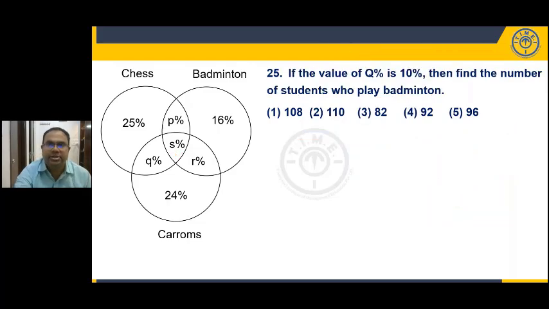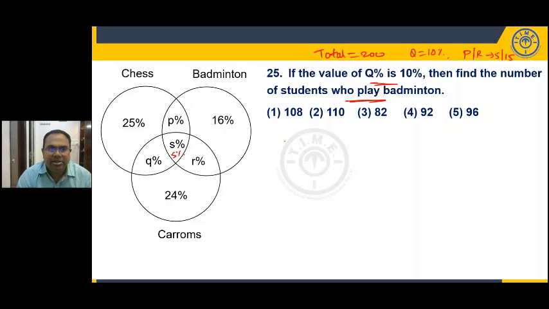So last question, students, try this now. Try this last question. We know total 200. We know Q is 10%. So what are the other values? P and R left over, they can be 5 or 15, that we don't know. S value is 5%. And the number of students who play badminton.